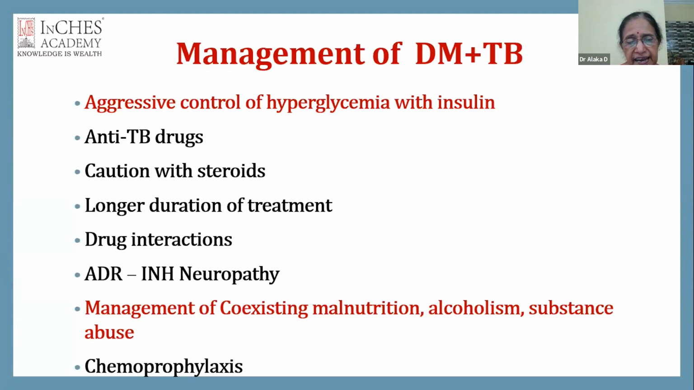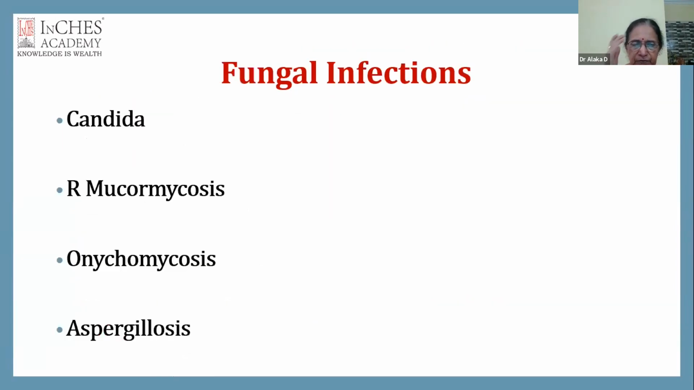Then adverse drug reaction will be INH neuropathy. And therefore, always support this with your B1, B6, B12. Management of this is very, very important. You are managing hyperglycemia with insulin. You are giving anti-TB drugs as per our TB control program. But there are coexisting conditions like malnutrition, alcoholism, and substance abuse. So you have to take care of this, without which our treatment can't be successful.